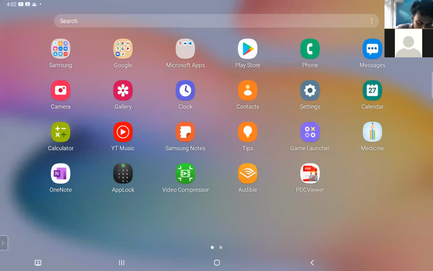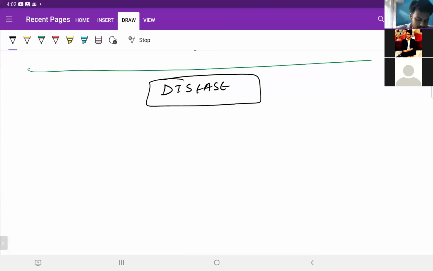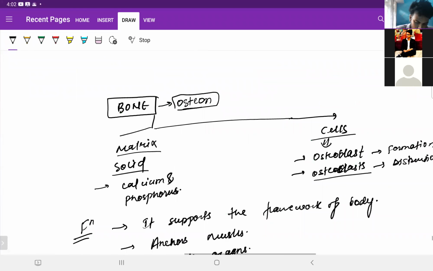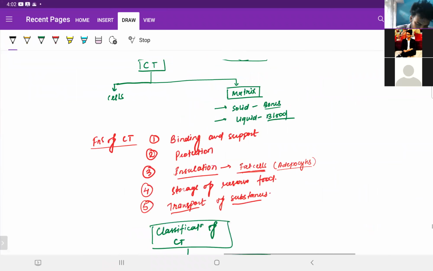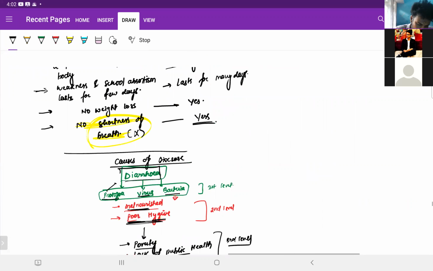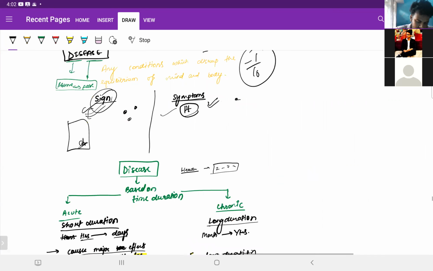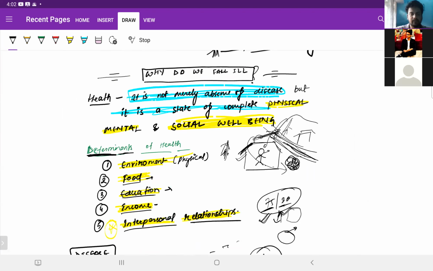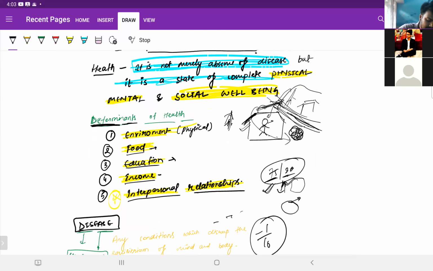So let us start with what we have studied in the previous class and then we'll be moving forward, right? So we were talking about disease, right? Why do we fall ill was the chapter. And initially, I told you about the definition of health, right? It is a state of complete physical, mental, and social well being. And then we briefly talked about what is physical, mental, and social well being. And then I talked about the determinants of health, right?